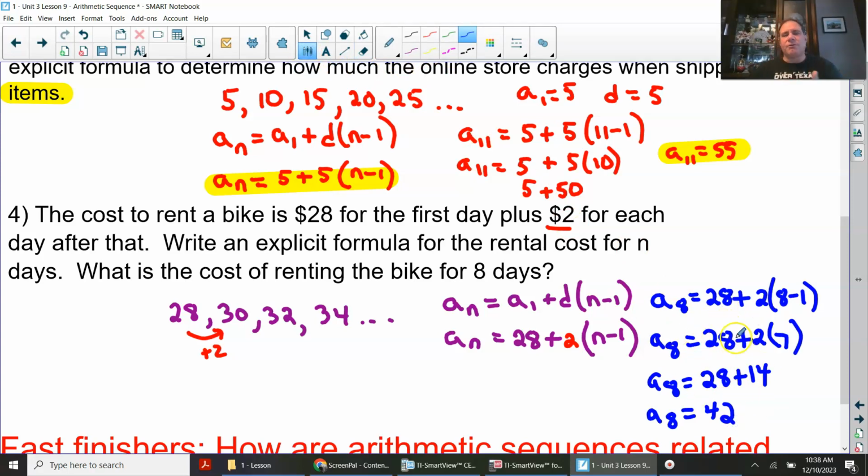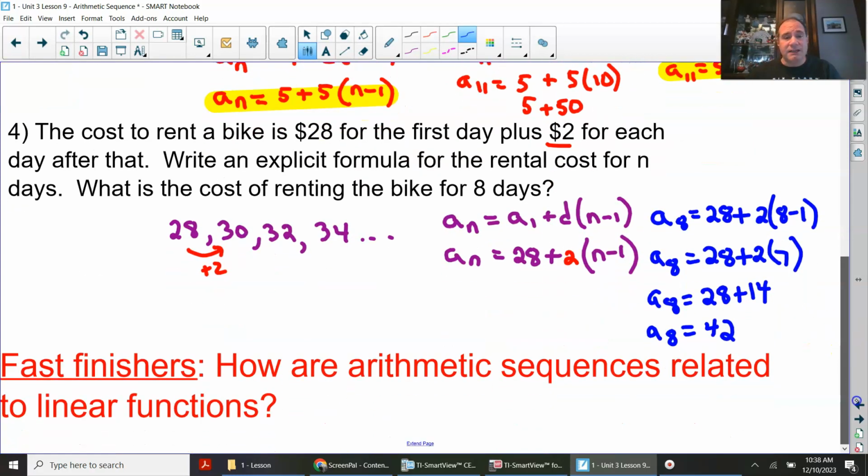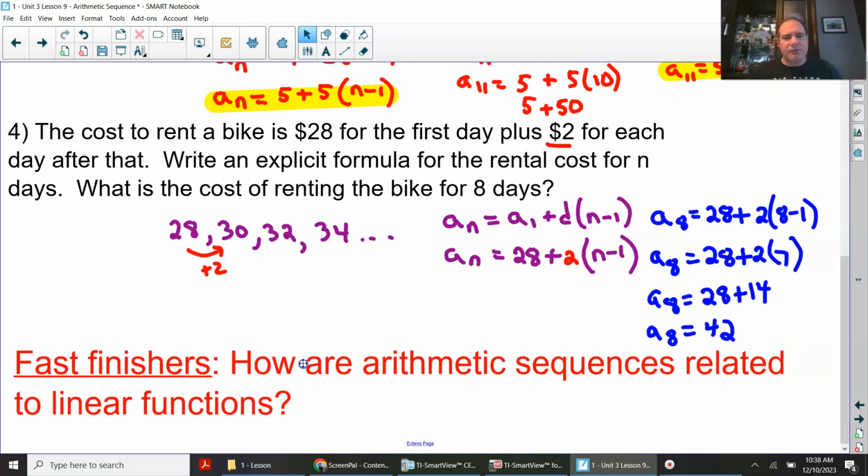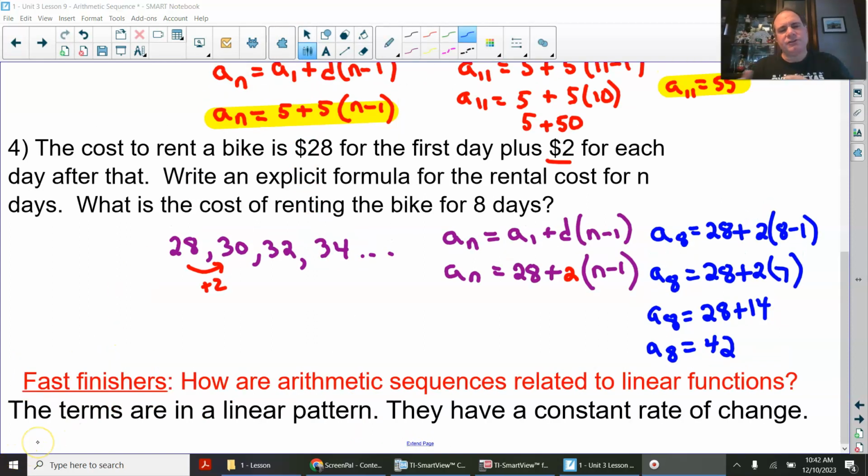Nobody's going to look for all of that work. I mean, I would just put the formula down, though, and then put that directly into your calculator. The fast finisher, just take a look at it, see if you could answer it. How are arithmetic sequences related to linear functions? And so the answer to the fast finisher: the terms are in a linear pattern. Arithmetic sequences are related to linear functions in that they have a constant rate of change.